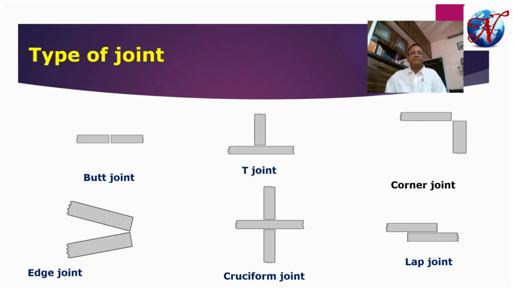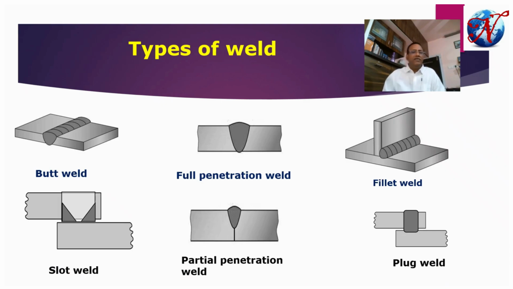The thing is, when we are talking about welding, first of all, what we need to know is what your joint configuration is. So basically the joint configuration in the welding section may simply be a butt weld, it can be a T type of joint, a corner type of joint, edge joint, cruciform joint, or lap joint, whatever it is. So what joint configuration is required according to the drawing, that needs to be ensured.